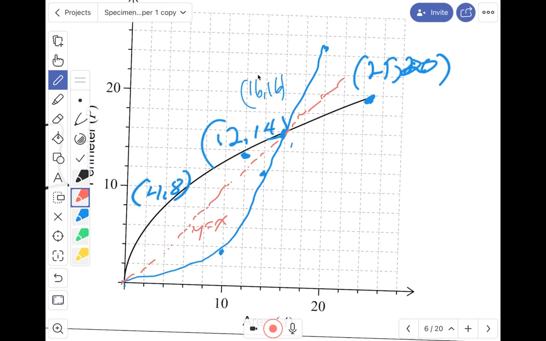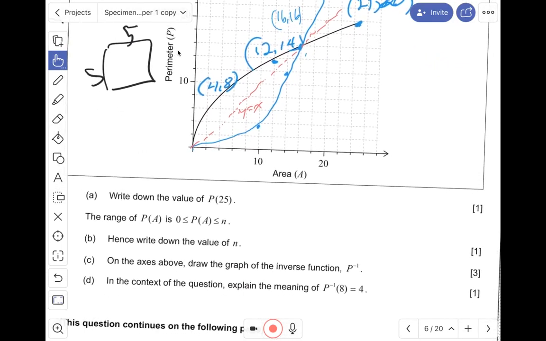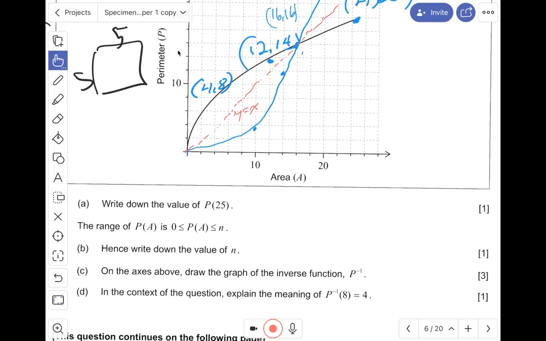If we flip the function over that, reflected across that, we get the inverse function. Okay, so that is that. As we said, it was 3 points down there. And in the context of the question, what does p minus 1 of 8 mean?